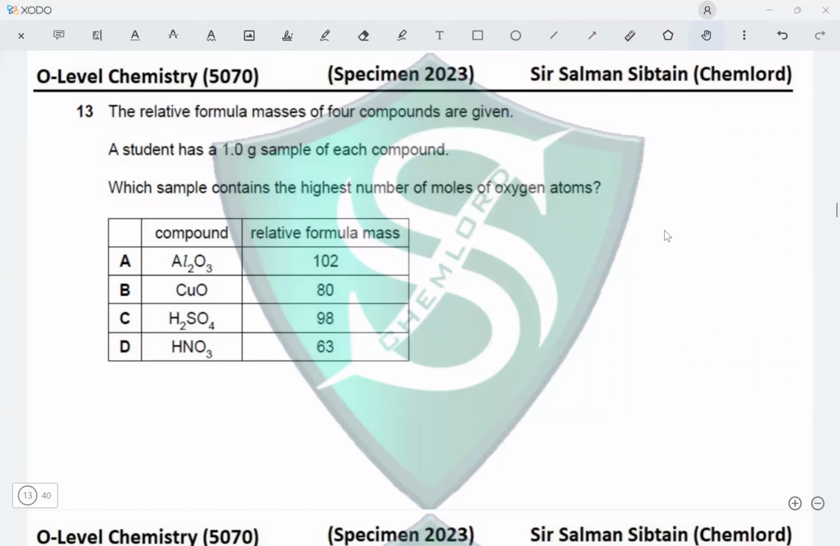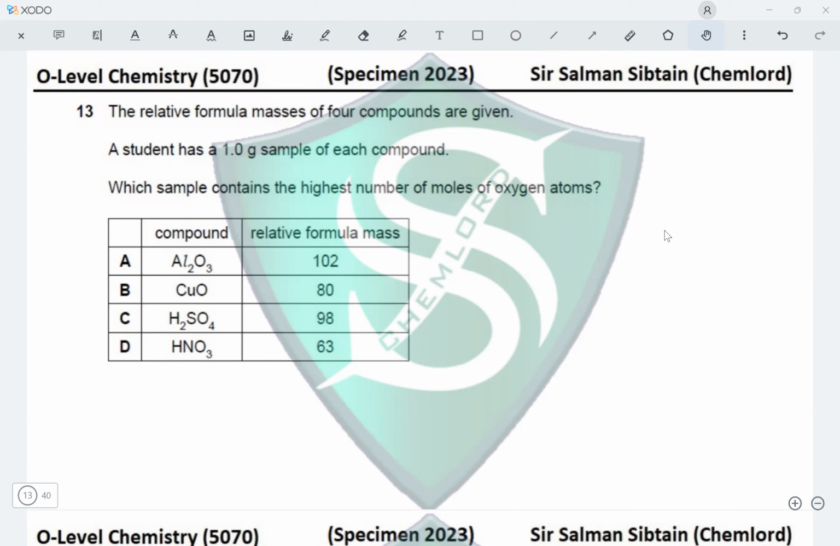Question 13. The relative formula masses of four compounds are given. A student has a 1 gram sample of each compound. Which sample contains the highest number of moles of oxygen? So, in order to do this question, we will first calculate the number of moles of compound that is present in 1 gram of the sample.